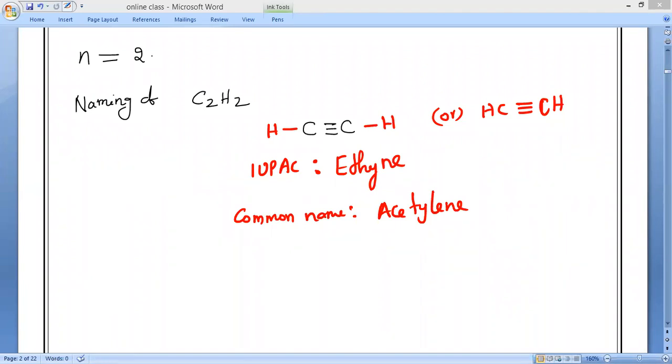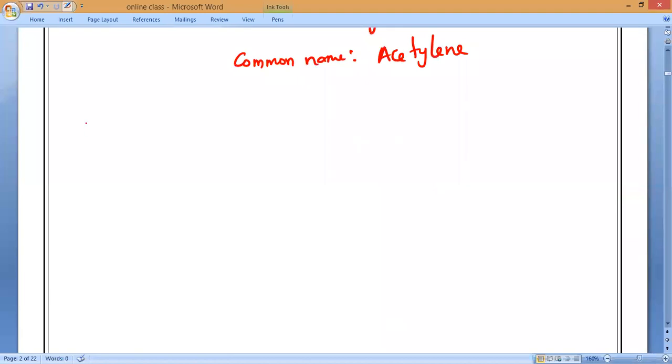Next, the second one. C3H4. C3 means how many carbons will come? 3 carbons, so C3H4 will come. So tell me how the bonds will come. First, the skeletal structure: C single bond C triple bond C. That is what will happen.